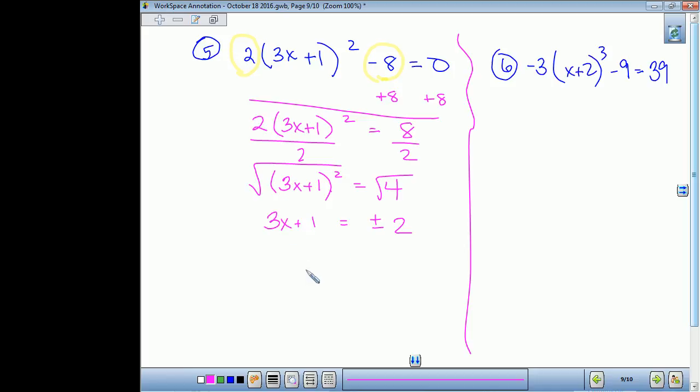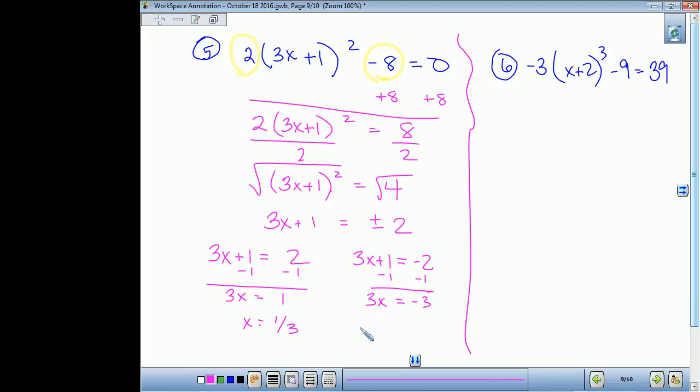So this is kind of similar to our absolute value. All this stuff can equal positive 2, or all of this stuff can equal negative 2. And so I'm going to have to split it in order to completely solve. So we would subtract 1 here and divide by 3. We would subtract 1 here and divide by 3.